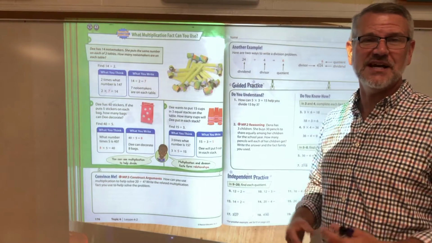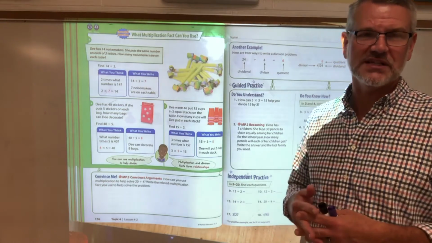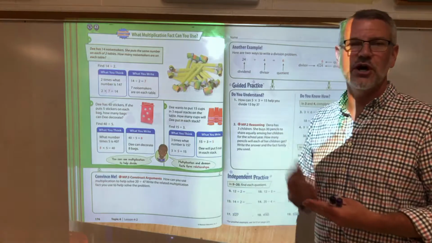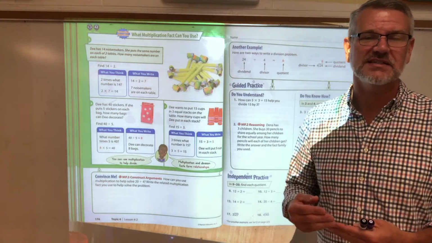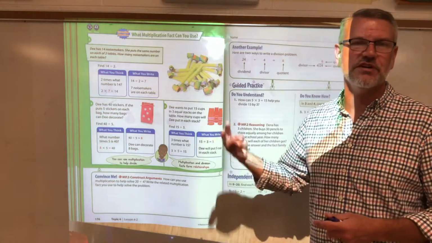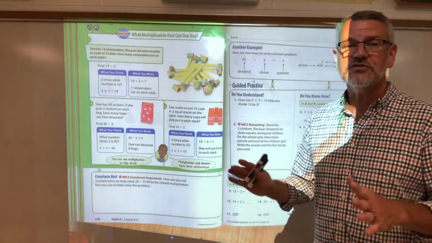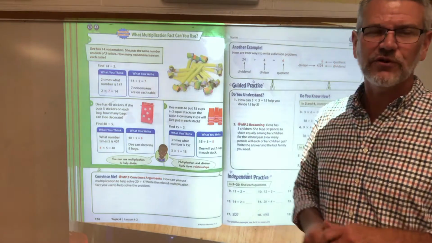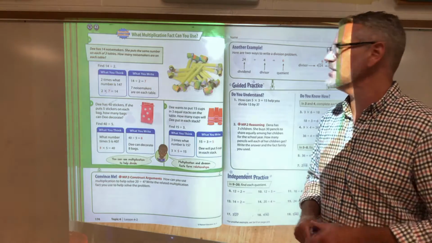Okay, so today we're going to take the idea of fact families and using known multiplication facts to help you find division problem answers. We're going to look at 2s, 3s, 4s, and 5s. 2s and 5s are simple. 3s and 4s you're probably still working on memorizing those.